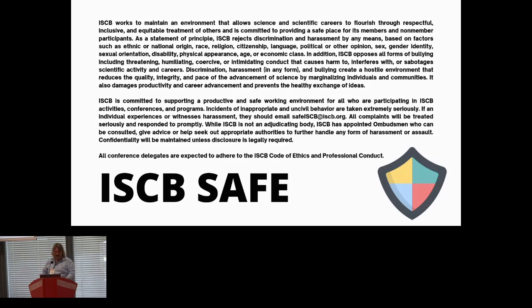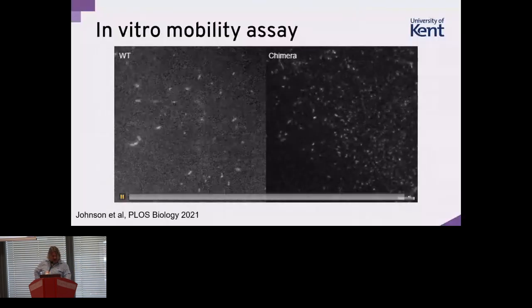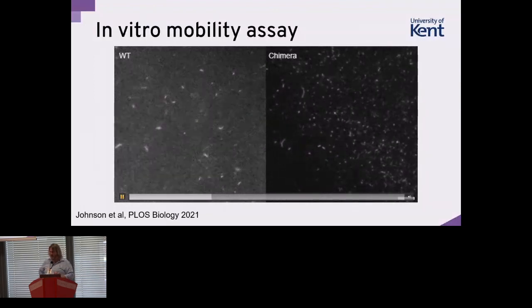So we have a cover slip and we immobilize the myosin on that cover slip, and then we have fluorescently labeled actin. And when you add ATP, the actin will move on the cover slip, and you can view that. And now if this video works, which it did earlier, we can see on the left you have the wild type, and on the right you have the chimera.